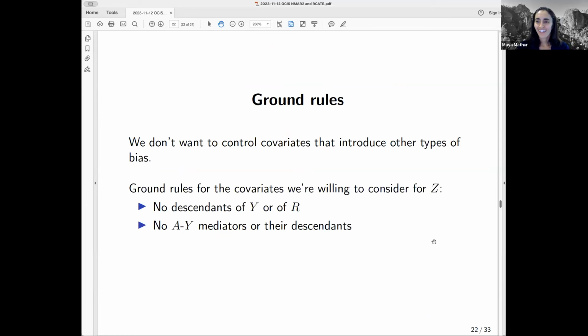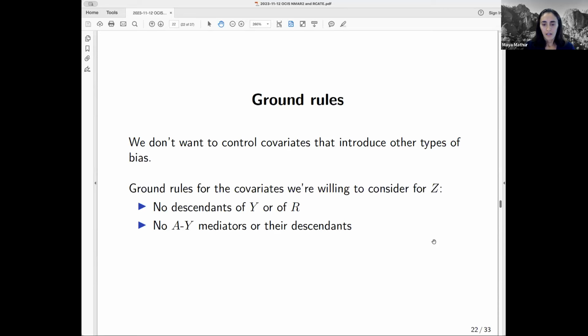All right, now another thing that's really interesting and tricky about selection bias, and perhaps more so than thinking about confounding control, is that we need some ground rules on what types of covariates we are willing to consider controlling. Some types of covariates might eliminate selection bias at the cost of creating some other type of bias. And so we're going to put some ground rules down for the covariates that are even candidates to consider for the set Z. So in particular, we're not going to consider conditioning on descendants of the outcome or of the selection indicator. This would give us something that is either not interpretable as a causal effect or not interpretable as the causal effect that we want.